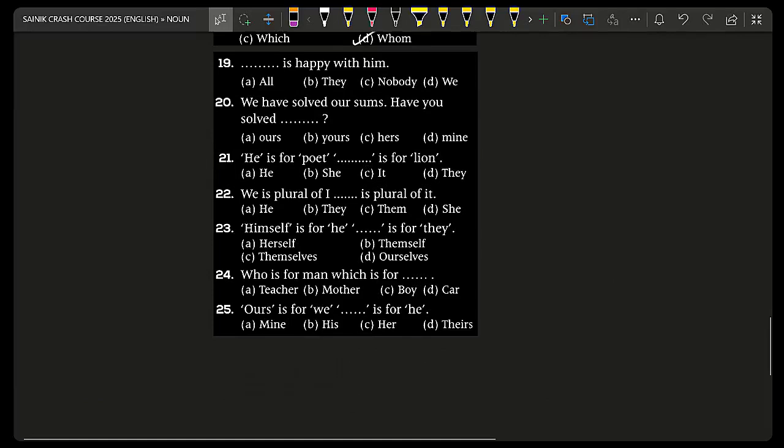Yeah, Abhiday, can you answer the question? Manaswini, read the 19th question. Sir, dash is happy with him. All is happy with him. They is happy with him. Nobody is happy with him. We is happy with him. Nobody is happy with him.